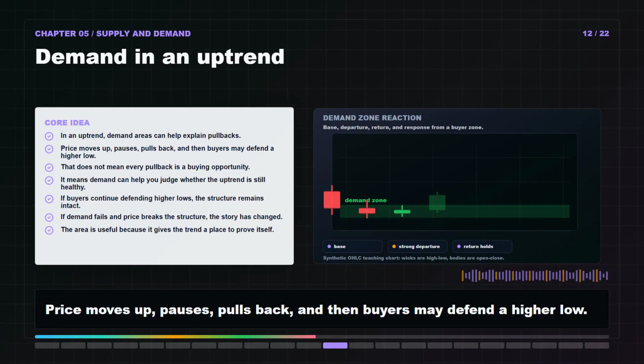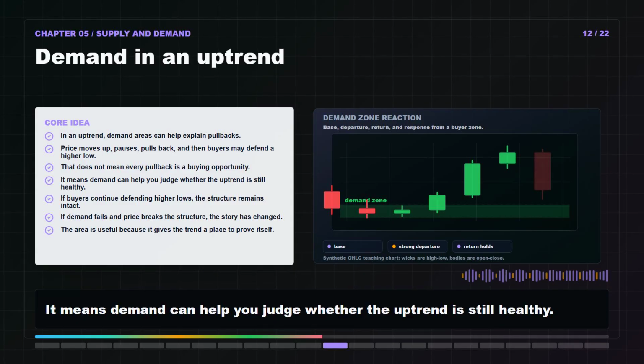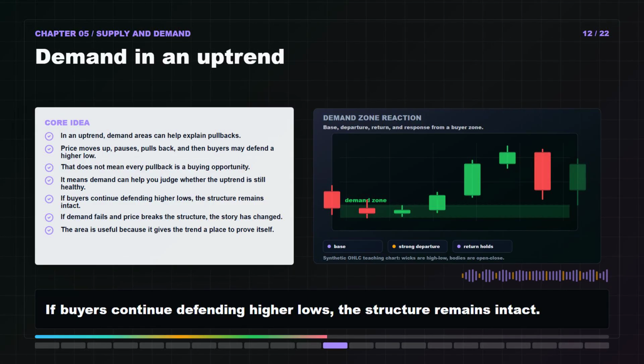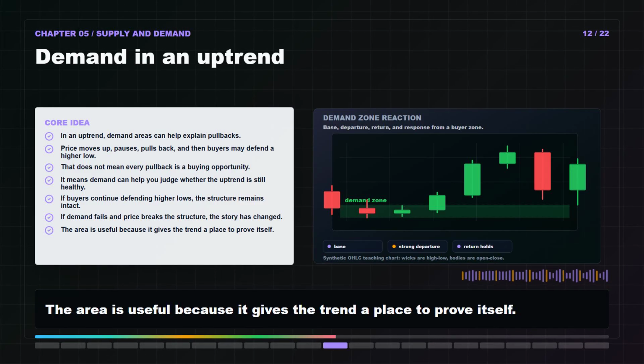Price moves up, pauses, pulls back, and then buyers may defend a higher low. That does not mean every pullback is a buying opportunity. It means demand can help you judge whether the uptrend is still healthy. If buyers continue defending higher lows, the structure remains intact. If demand fails and price breaks the structure, the story has changed. The area is useful because it gives the trend a place to prove itself.